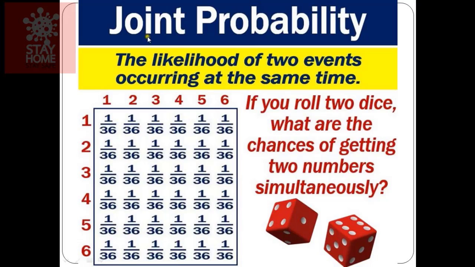So next you can see here the likelihood of two events occurring at the same time. 1 1, 1 over 36; 1 2, 1 over 36; 1 3, that will be 1 over 36; 1 4, 1 over 36. The probability of a single event will always be 1 over 36, because this combination can come one time only. This combination is 6 and 6, meaning both the values have 6, so that's why the probability of 6 and 6 will be 1 over 36.